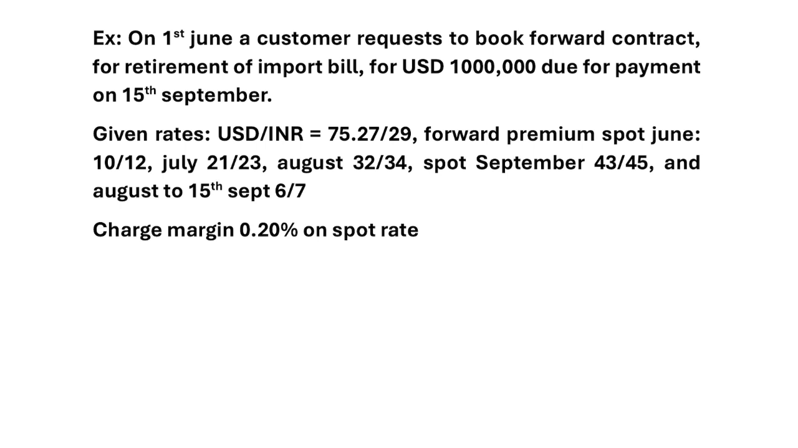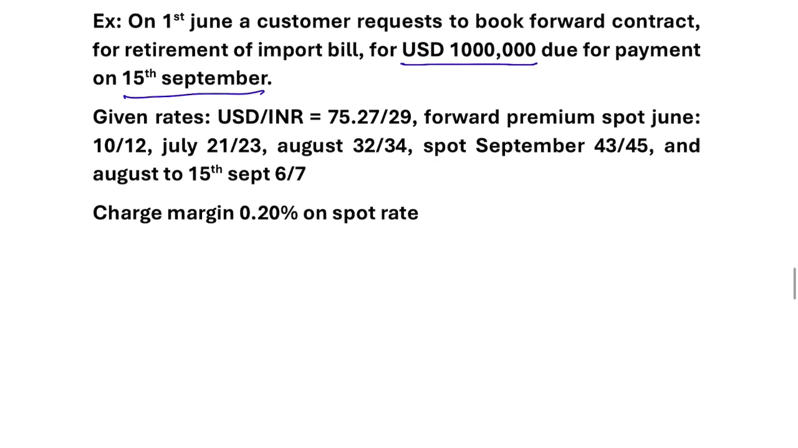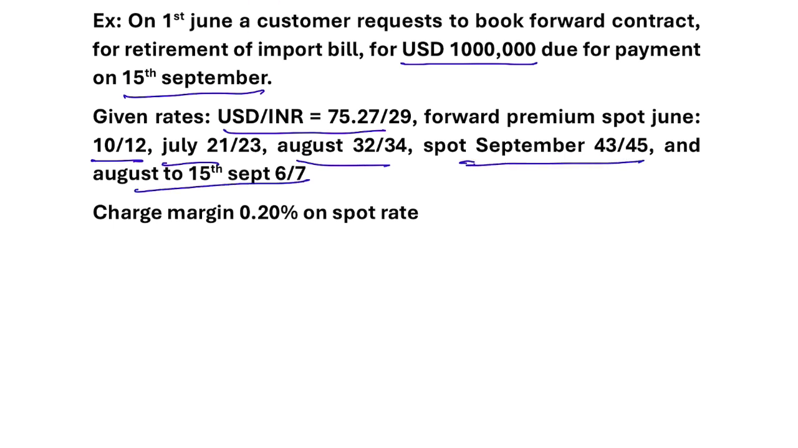So on 1st June, a customer requested a forward contract for retirement of an import bill. Retirement of an import bill is nothing but simply a bill of exchange. The import bill is of US dollar 1 lakh, due for payment on 15th September. Important: given this USD by INR, this is the input value, and the forward premium. Premium means always plus. Spot, June month this much, July month this much, August month this much, and September month this much, and August to 15 September this much. Margin is 0.2%. Got it?